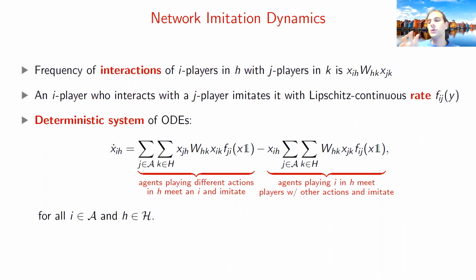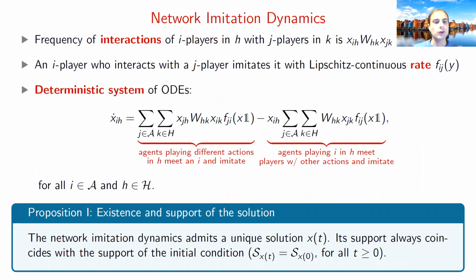Okay, so before moving to further analyzing the imitation rates F_ij that, as we said, characterize the network imitation dynamics, I want to present a very general result that holds for this deterministic system of ordinary differential equations. That is that the network imitation dynamics admit a unique solution, and the support of this solution always coincides with the support of the initial condition. So existence and uniqueness is kind of a straightforward consequence of Lipschitz continuity of the rates. While what I think is important to remark is the fact that the support of the solution coincides with the support of the initial condition, which means that if an action is played in the initial condition, it will always be played in the solution of the network imitation dynamics. While if an action is not played in the initial condition, it will never be played.